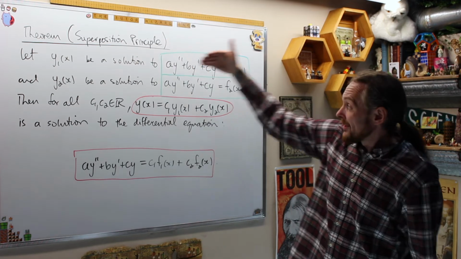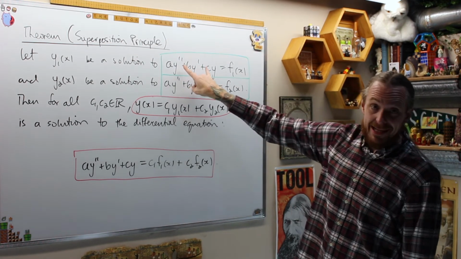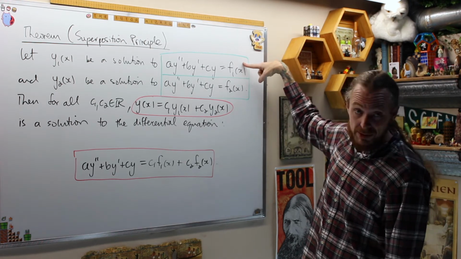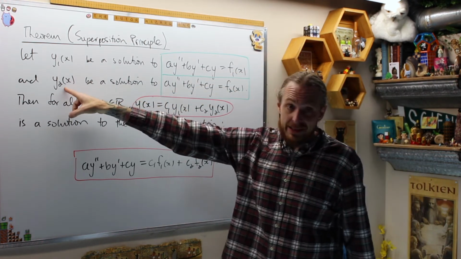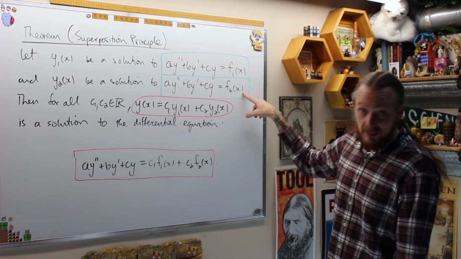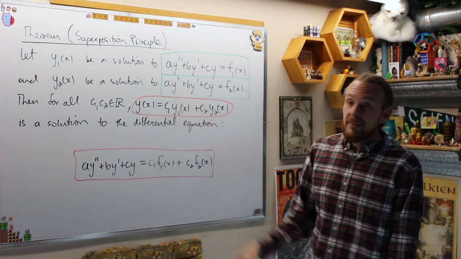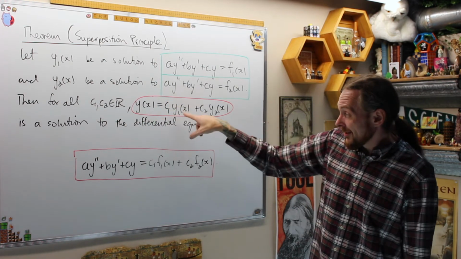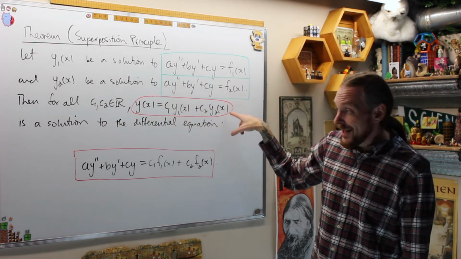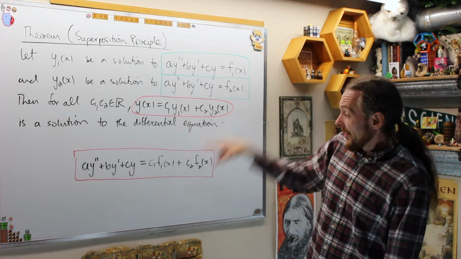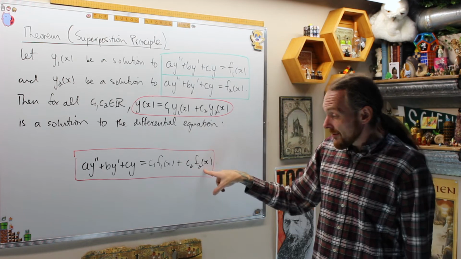Let y1 be a solution of this one, where we have the same left-hand side, just as we were doing before, but we have, say, a first non-homogeneous function, and then we have another particular solution to the same left-hand side equals some other non-homogeneous function. Then for all c1 and c2, which are real numbers, this linear combination of y1 and y2 is a solution to this differential equation where we have c1 f1 of x plus c2 f2 of x.